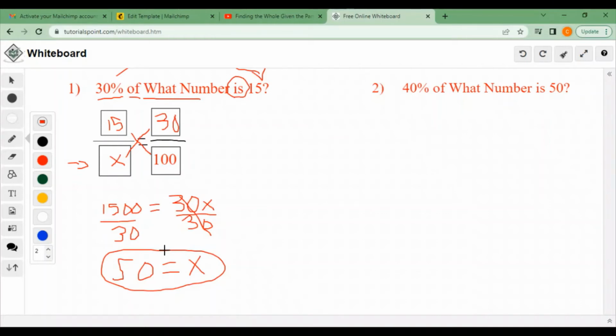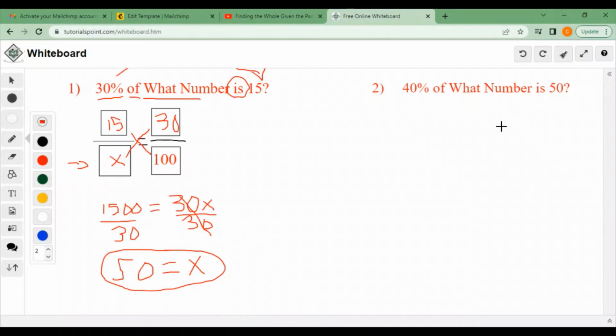If you were to cut the number 50 into 30 equal pieces, you'd be left with 15 for each. So that's just one way of looking at it, all right? This is called finding the whole given the part and the percentage. So let's take a look at another one right here.